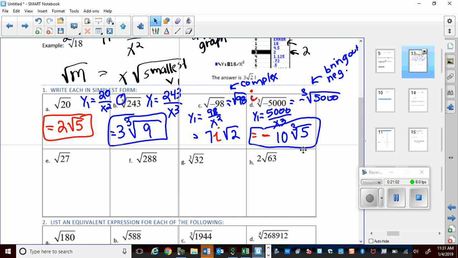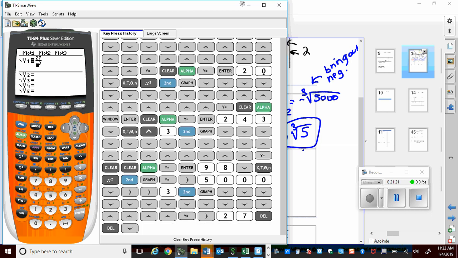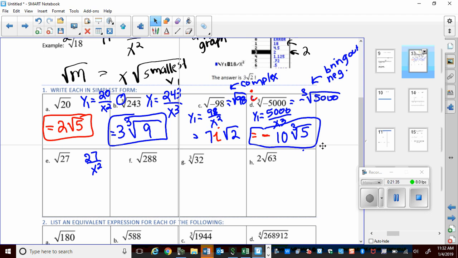E, F, G, and H. So for E, I'm going to have 27 over x squared in that calculator. So I'm going to go to graph and calculator, press y equals. I have 27. I'm going to delete those two zeros. Go down, make sure it says x squared. Second graph, and I'm looking for my smallest whole number y. And it's 3 and 3. 3 is matched to 3. So I have this equals 3 square root of 3.